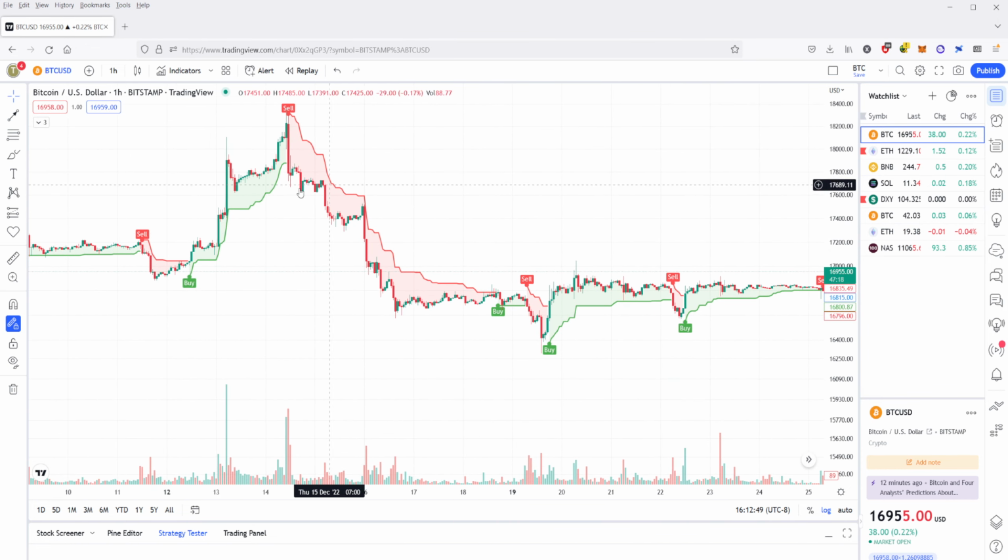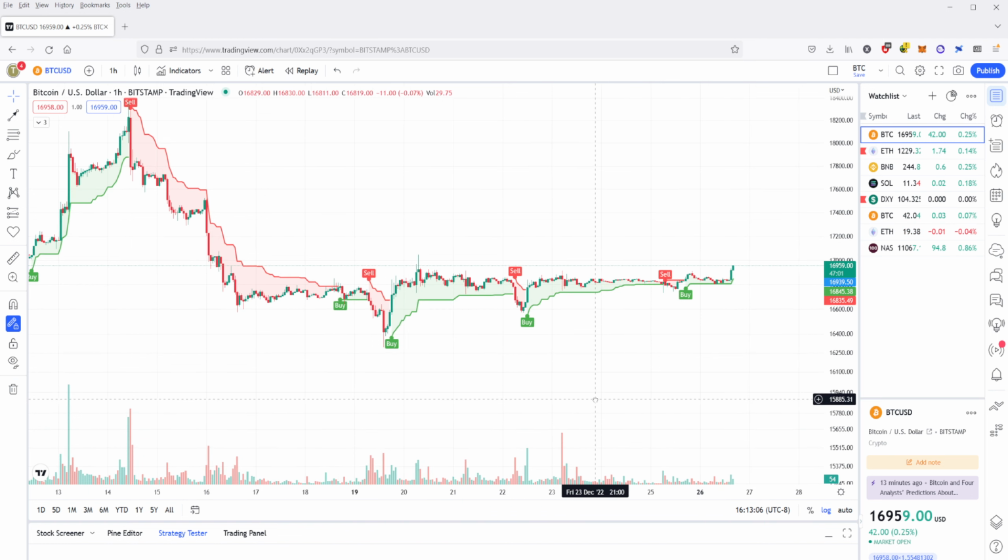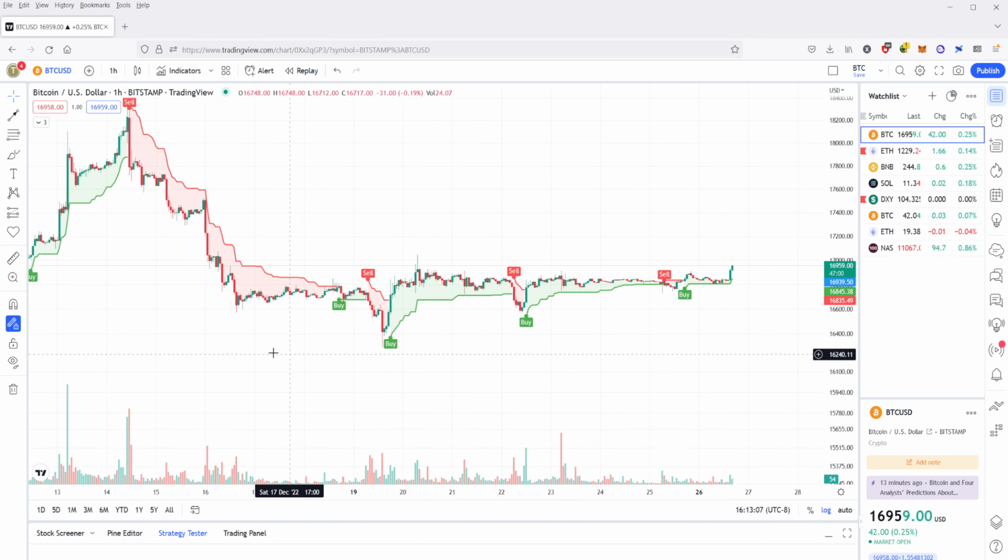Now with the Supertrend, I would say you definitely want to use it in conjunction with other indicators as well, and not just rely solely on the Supertrend, because sometimes, especially when the price tends to chop sideways like this, you get multiple buy and sell signals at once, and it really doesn't tell you anything here. But I found the best way to use this indicator is actually to use it on a longer time frame.